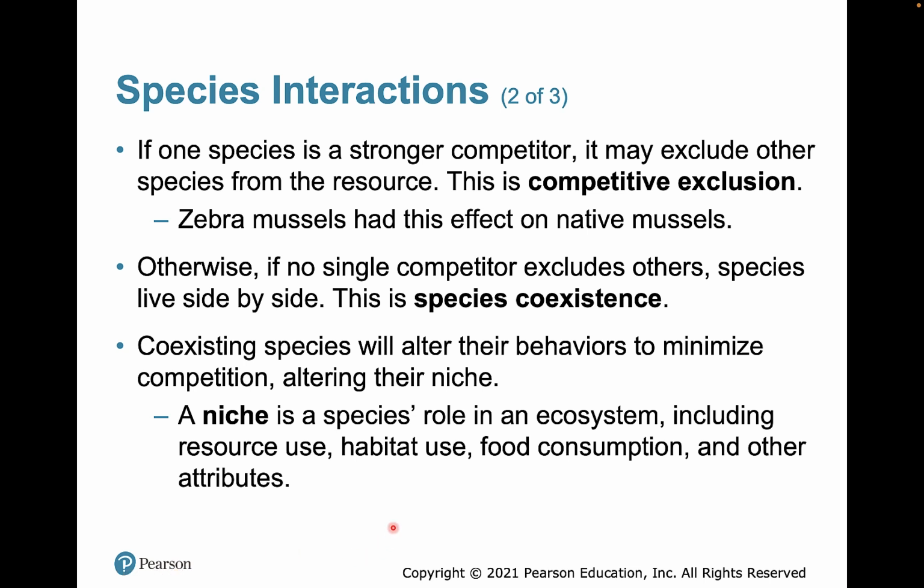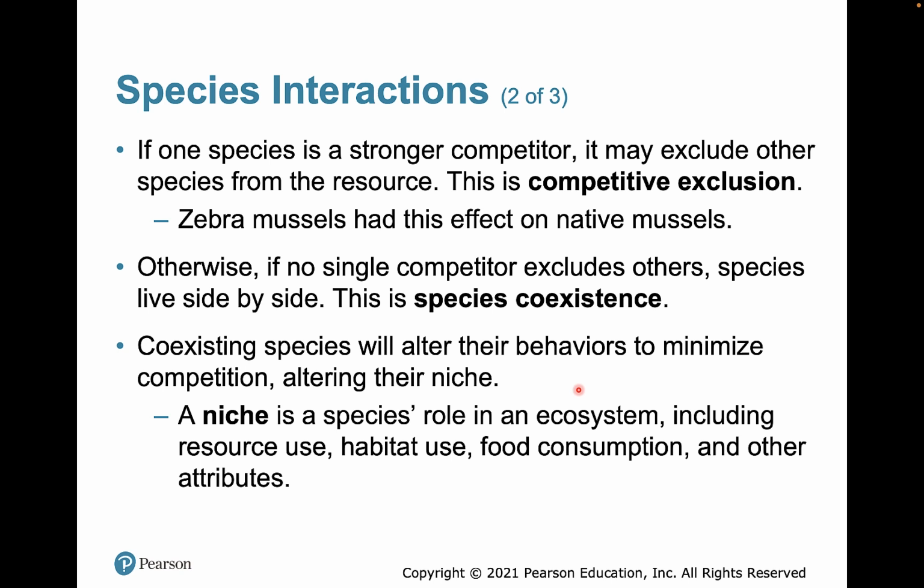In some cases, if one species is a stronger competitor, they can exclude species. That's called competitive exclusion. And zebra mussels were much stronger competitors than the native mussels. Sometimes species will live together or coexist.